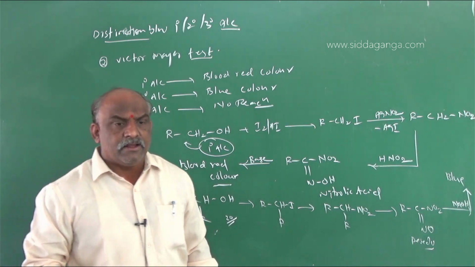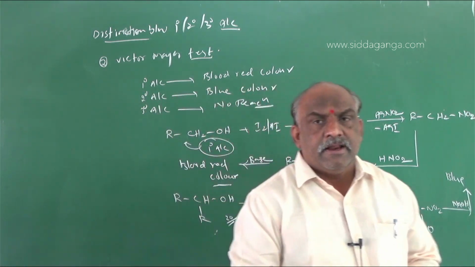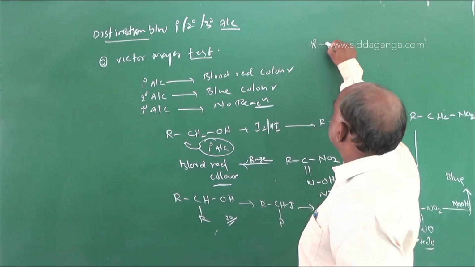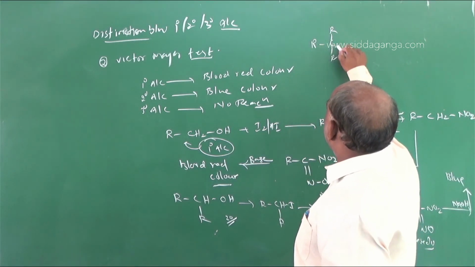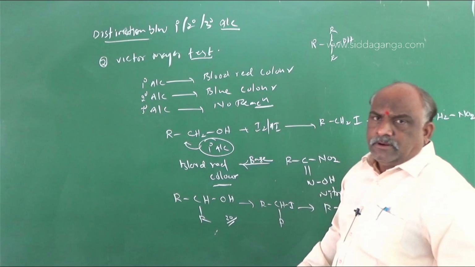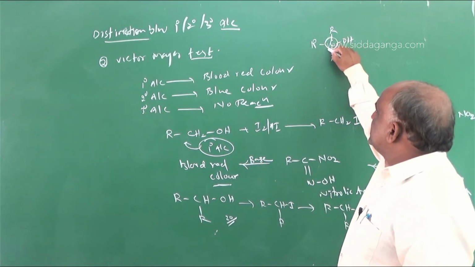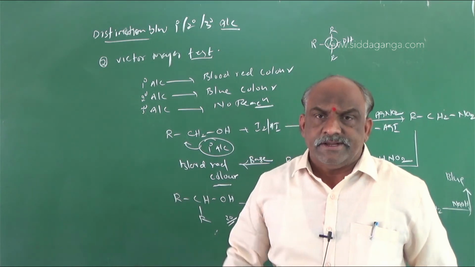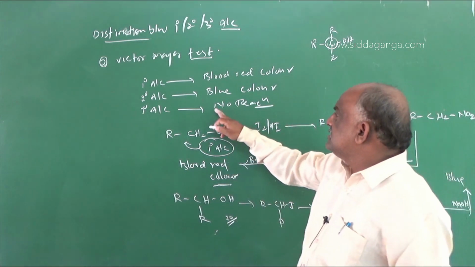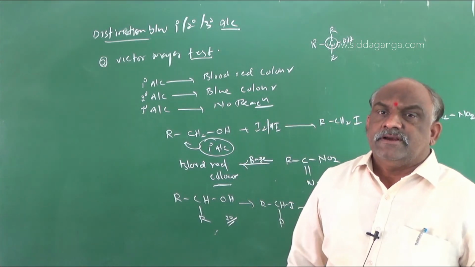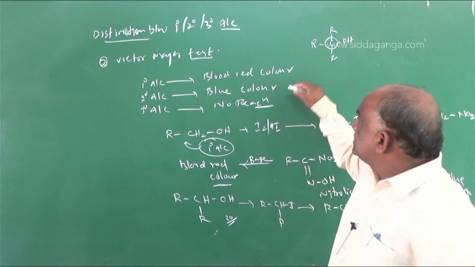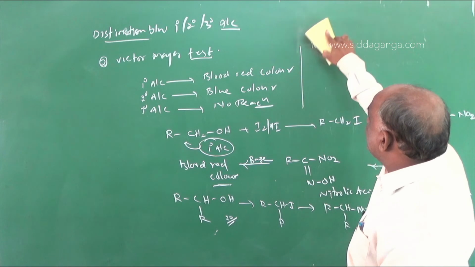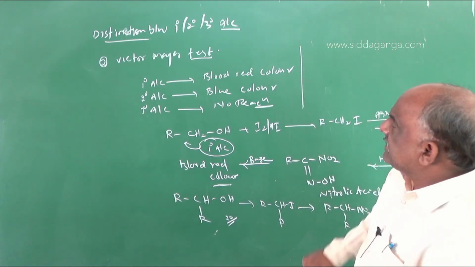So primary alcohol we will get only blood red color with the Victor Meyer test. While going to the tertiary alcohol, tertiary alcohols means RCRROH, there are no hydrogen atoms, and generally tertiary alcohols undergo elimination to form alkenes. So that's why tertiary alcohols show no reaction with the Victor Meyer test. So my dear students, make a note regarding this. For tertiary alcohols no reaction, primary alcohols blood red color, secondary alcohols blue color.